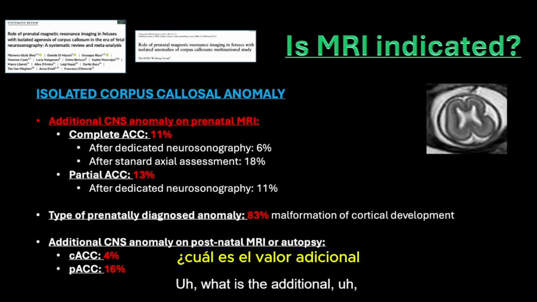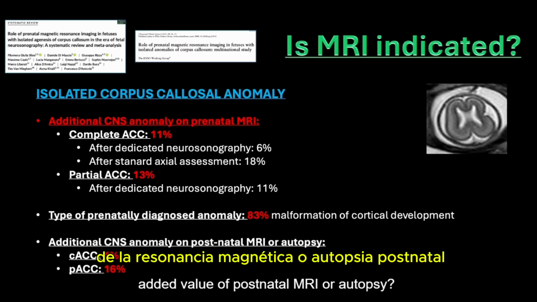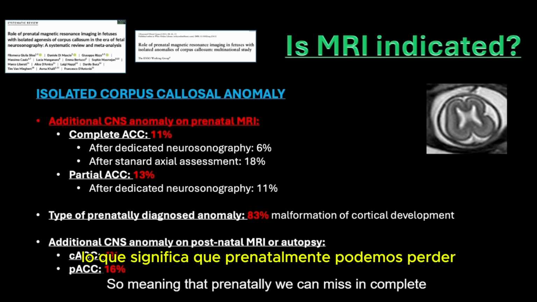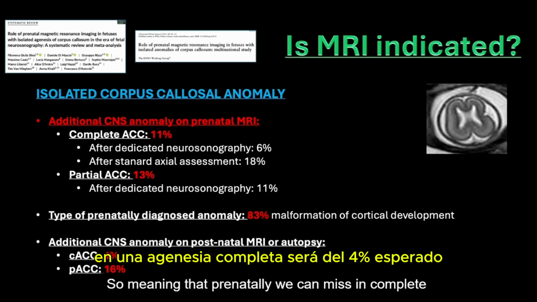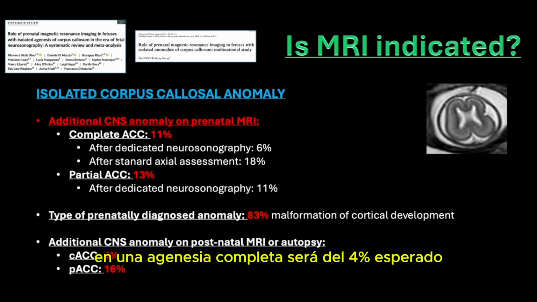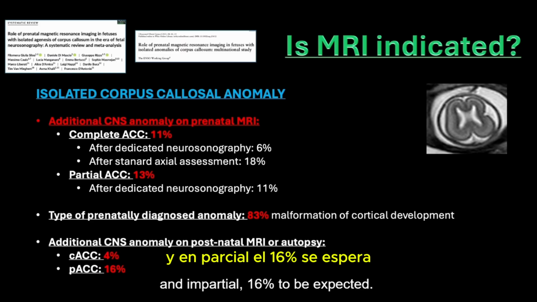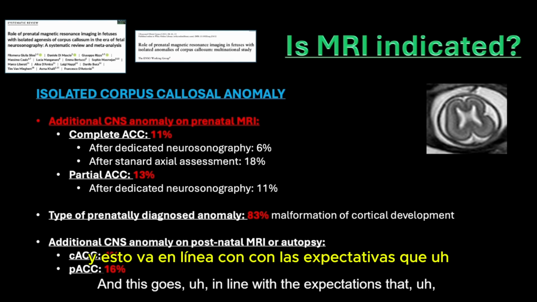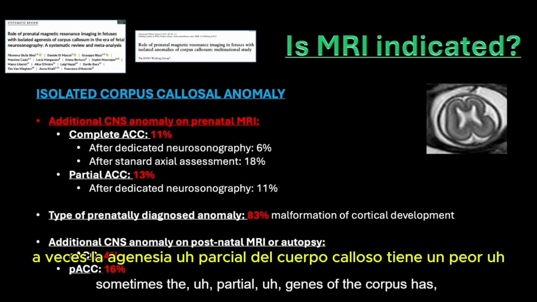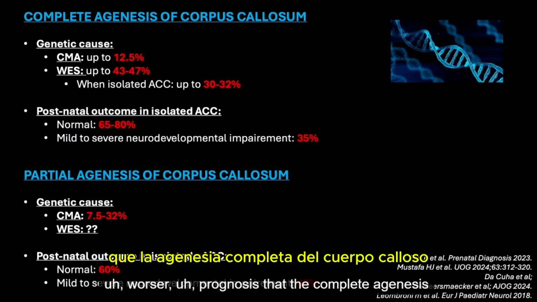What is the additional added value of postnatal MRI or autopsy? Meaning that prenatally we can miss findings. In complete agenesis, 4% is to be expected, and in partial agenesis 16%. And this goes in line with the expectation that sometimes partial agenesis of the corpus callosum has a worse prognosis than complete agenesis of the corpus callosum.